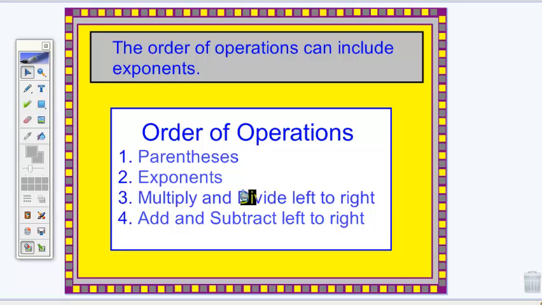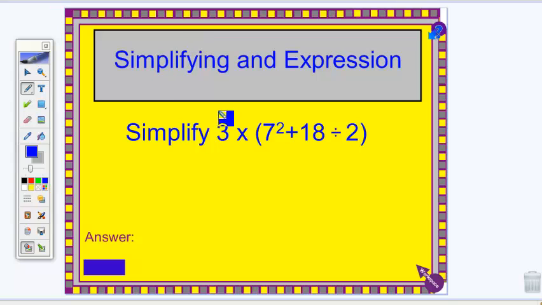Whichever one comes up first for 3 and 4, whichever comes first, that's the one we do. If division comes first, we need to divide before we multiply. If subtraction comes first, we need to subtract before we add. Okay, let's do an example.